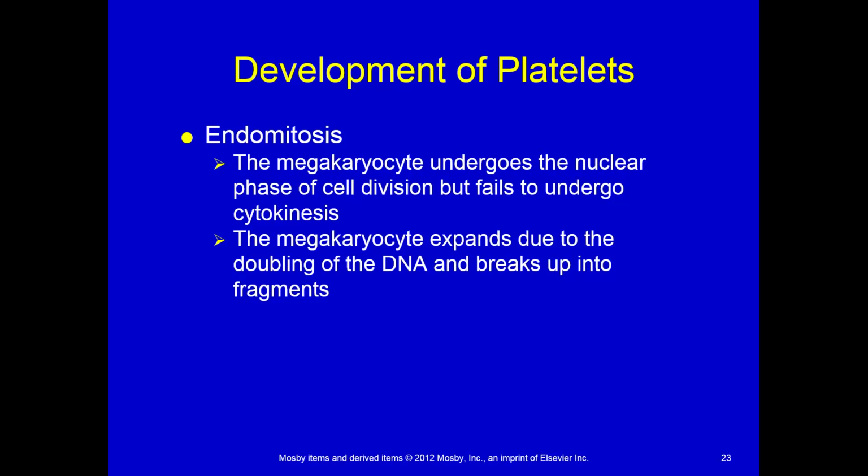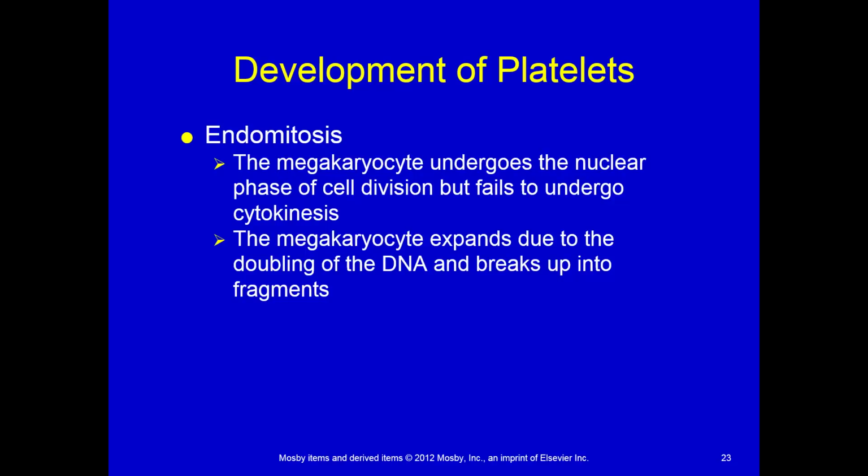Last but not least, development of platelets. So platelets develop under a process called endomitosis, and we've kind of already discussed this today. Platelets develop from cells called megakaryocytes. So megakaryocytes are your more primitive version of a platelet. And they're developed from megakaryocytes by a process called endomitosis.